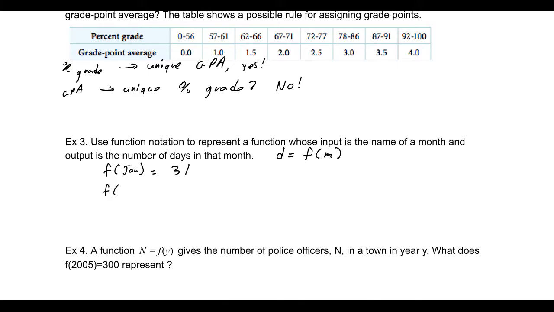F of February, and that one's a little trickier, because if we're not in a leap year, then it has 28 days. So we're going to assume it's not a leap year. F of March would be 31 days, etc. So we would do that all the way to f of December, and December has 31 days. Now, of course, they have varied. Some of these months have 30 days as well.